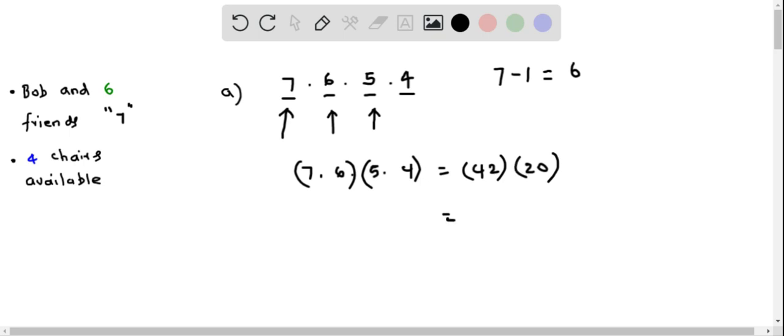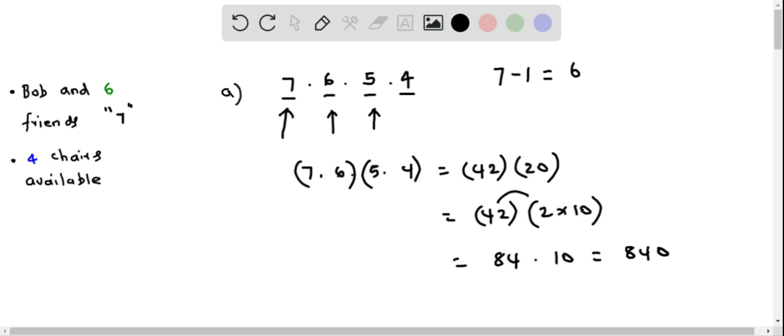And so this equals, we can multiply 42 times 20, write 20 as 2 times 10. And so now we can easily multiply these two. 42 times 2 is 84, times 10, and this equals 840. So this is the 840 ways. So the group can sit in 840 ways in those four chairs.